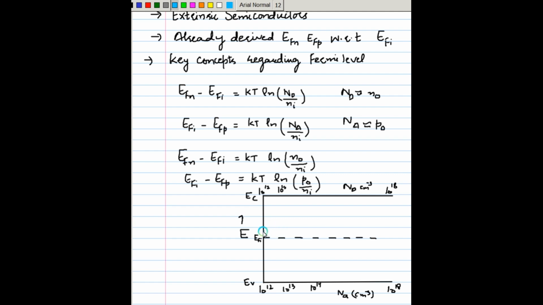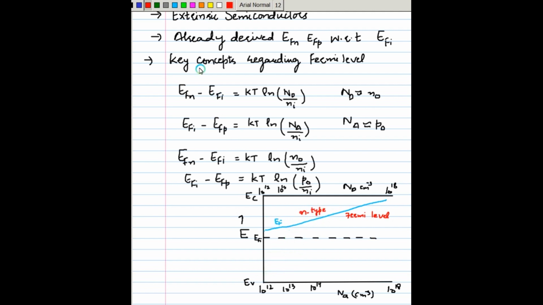So this will look something like this. As you increase the doping along this side, this is the Fermi level, EF, so the Fermi level moves like this. So this is for an n-type.